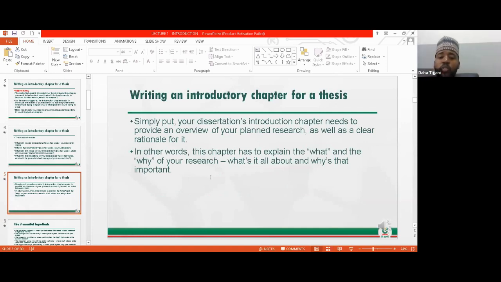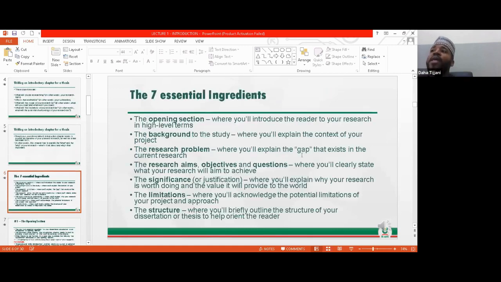So simply put, your thesis or dissertation introductory chapter needs to provide an overview of your planned research as well as a clear rationale for it. Like I said, the chapter has to explain the what and why of your research. What is your research all about and why is it important? Why should we even pay attention to your research? A lot has been done. So to answer this question, you need to have 7 essential ingredients of any research.